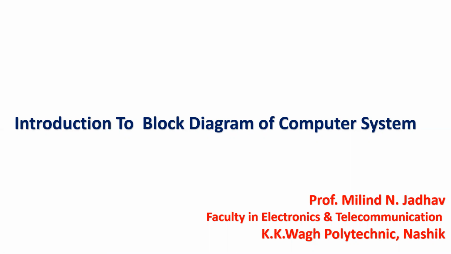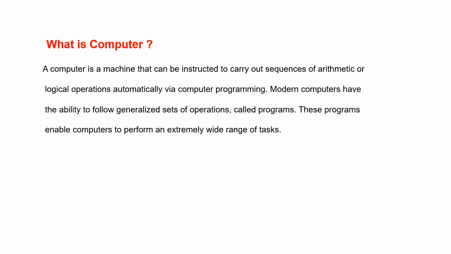Here we'll see a brief introduction to the block diagram of a computer system. Before that, we'll see what a computer is. A computer is a machine that can be instructed to carry out sequences of arithmetic or logical operations, which can be performed automatically with the help of computer programming.